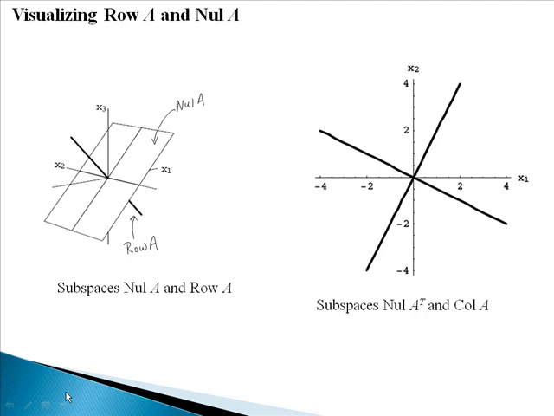Now we're looking at the subspaces null space of A transpose and the column space of A. So if we look, we have the vector 1, 2 right here. And then our vector negative 2, 1 is right here. The vector containing 1, 2 was the column space of A, which is our line in R2 space, and the one containing negative 2, 1 was the null space of A transpose, which was another line in R2 space.